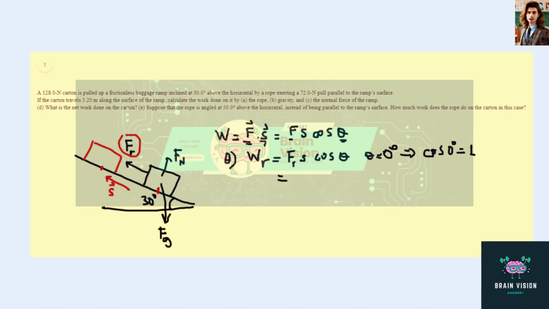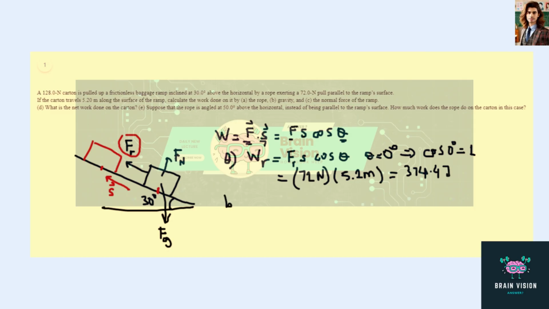Then when we're calculating the work done by the rope, all we need to do is plug in the magnitude of the force exerted by the rope, which is given to us as 72 newtons in the problem. So 72 newtons times the magnitude of the displacement, 5.2 meters, and the cosine 0, which is 1. So that equals 374.4 joules.